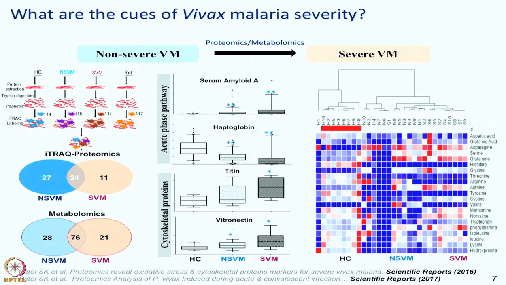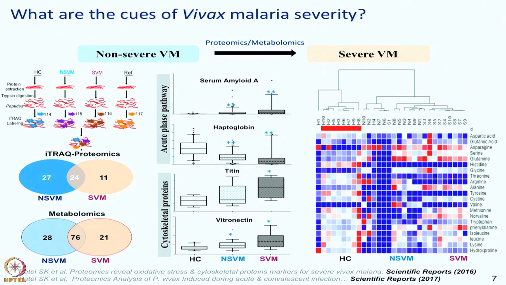We tried to look at various metabolites shown on the right side. The red dot shows the pattern of healthy individuals, this part shows the non-severe, and the last part shows the severe patterns. Even by looking at the metabolite profile, one could see that there are some metabolites, especially various amino acids, that show a change in response to the non-severe and severe type of malaria.